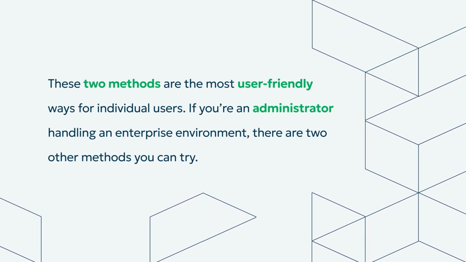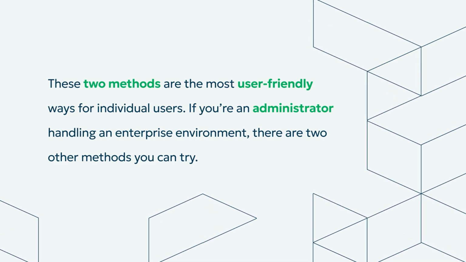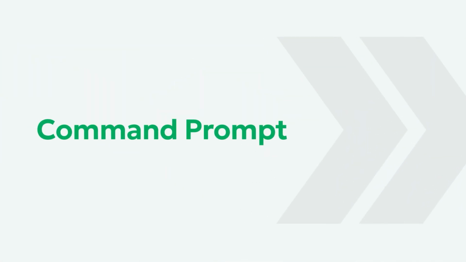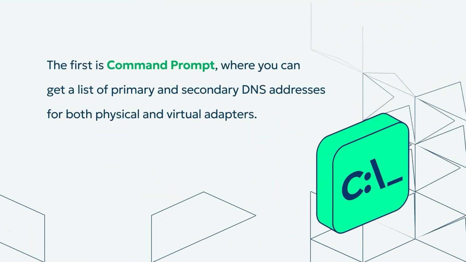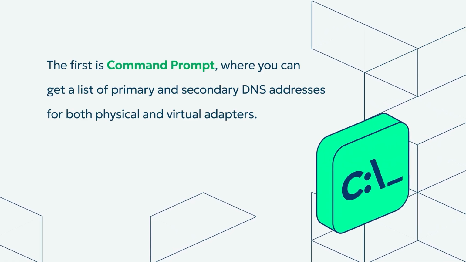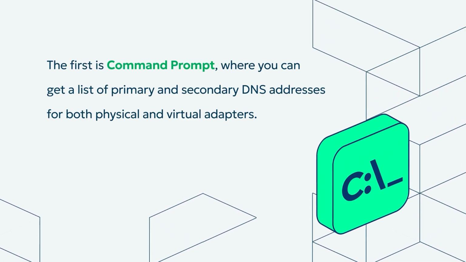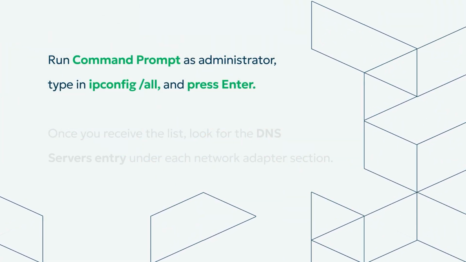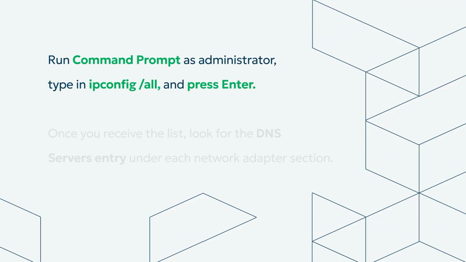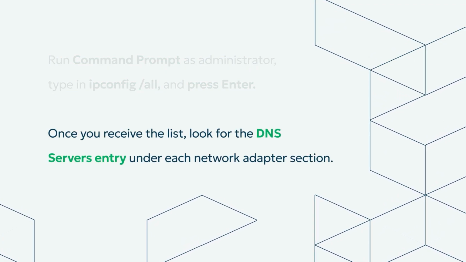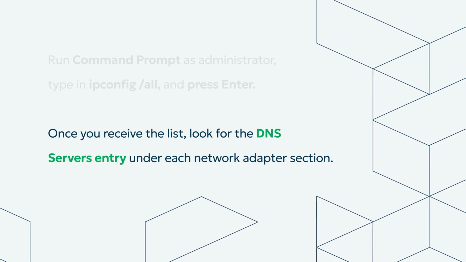If you're an administrator handling an enterprise environment, there are 2 other methods you can try. Method 3. Command Prompt. The first is Command Prompt, where you can get a list of primary and secondary DNS addresses for both physical and virtual adapters. Run Command Prompt as administrator, type in ipconfig /all, and press Enter. Once you receive the list, look for the DNS servers entry under each network adapter section.